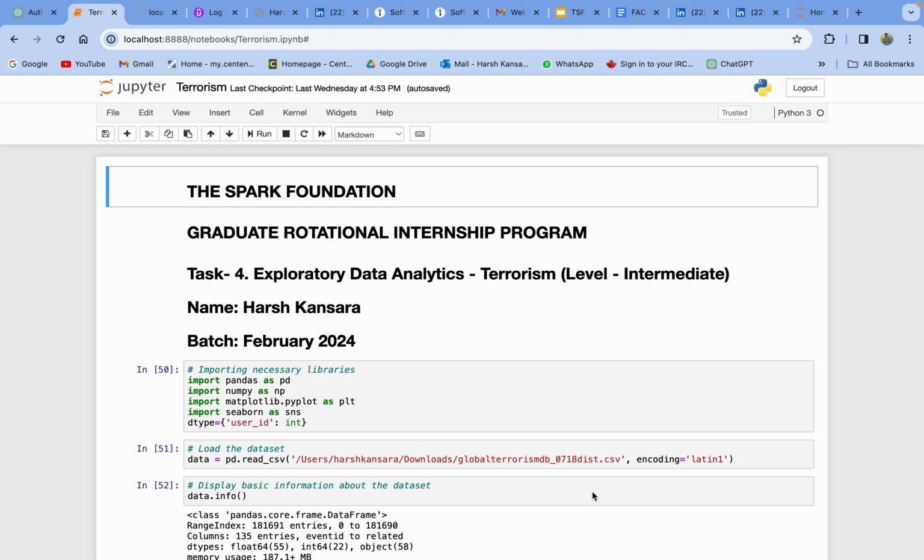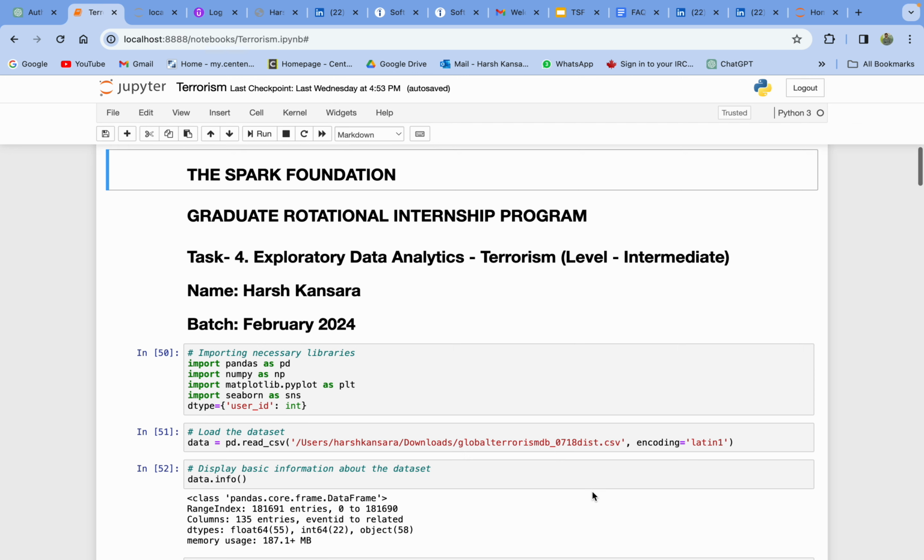Hello everyone, I'm Harsh Kansara from batch February 2024, and I have chosen Task 4 from the data analytics internship program. It is on exploratory data analytics and the topic is terrorism.